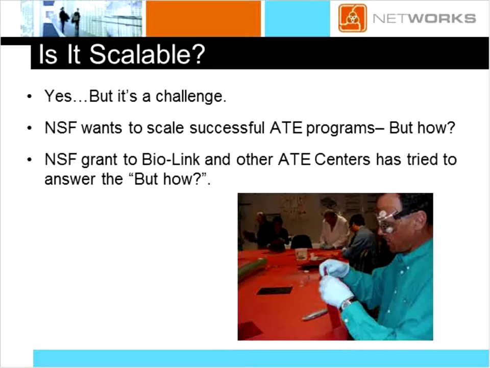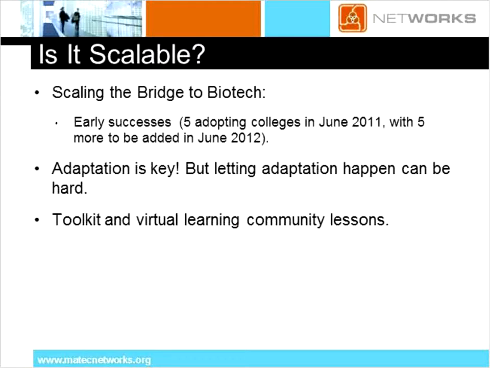So the Synergy project that Rob and I alluded to that we're working on is really a look at how do you scale, how do you spread a successful program like Bridge to Biotechnology and bring it to other sites. So our next slide is a little bit of our early learning about that question, how to scale.